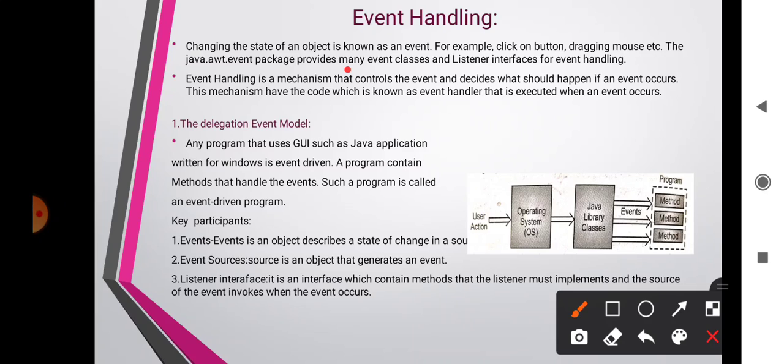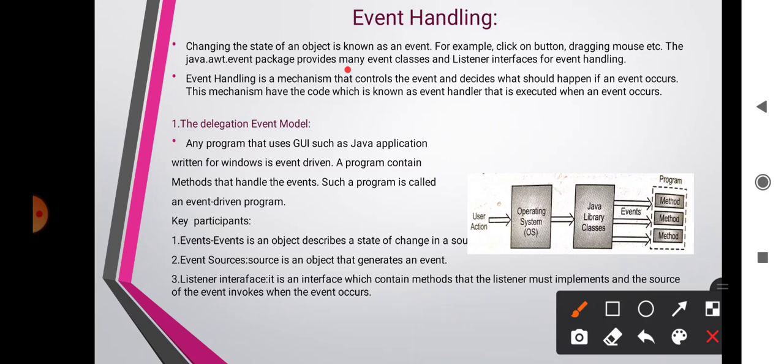Events can be broadly classified into two categories, foreground events and background events. Those events which require direct interaction of the user are generated as a consequence of a person interacting with the graphical components. And background events are those events that do not require the interaction of the end user. Operating system interrupt, hardware and software failure, timer expiry, and operation completion are examples of background events.